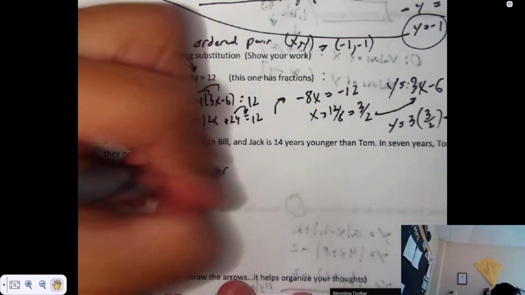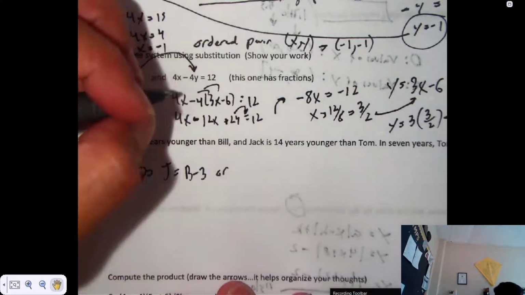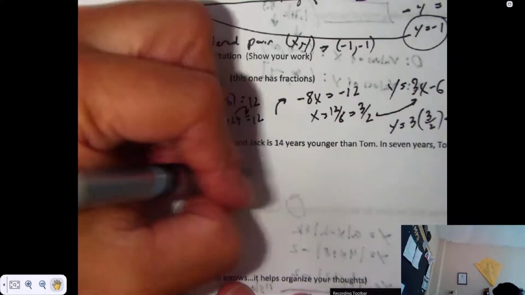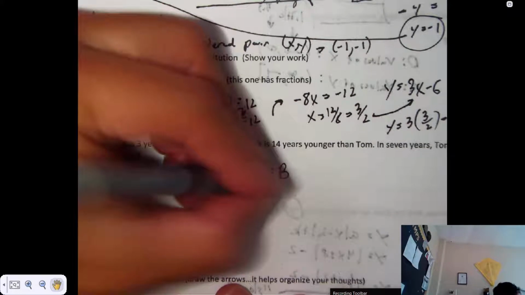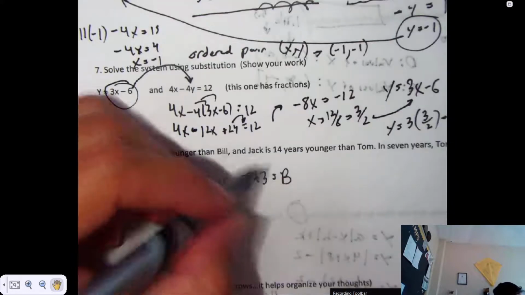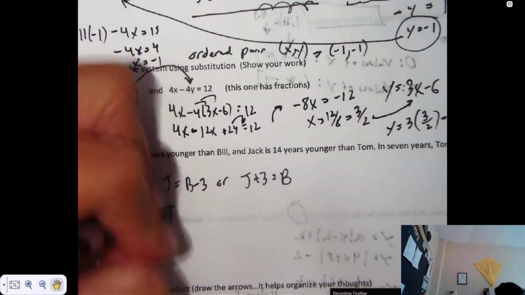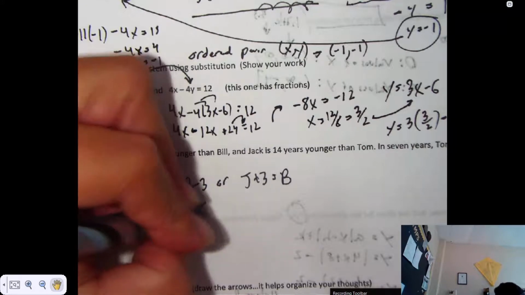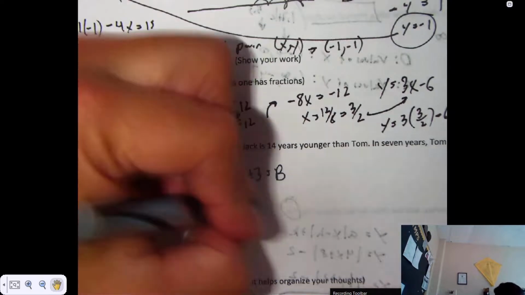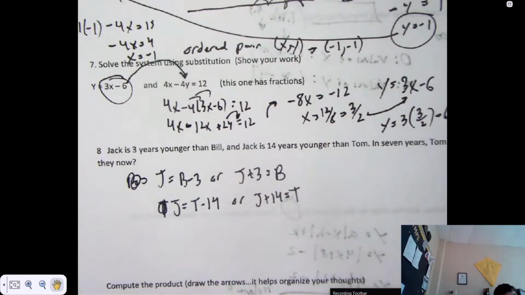There's another equation that goes with this. I could add 3 to Jack. Hold on here. Yeah. I could say Jack plus 3 is Bill. Does that make sense? Jack is 14 years younger than Tom. Okay? So again, Jack is 14 years younger than Tom. Take away 14 from Tom. Or I could add 14 and say Jack plus 14 is Tom.